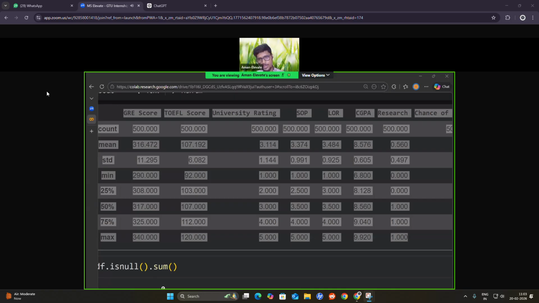TOEFL score is based on university ranking. Variance of GRE score is larger. Now you guys are giving some technical answers. Variance in GRE score is large compared to TOEFL score. Okay. Here, not an entry in chance of selection. Nothing like that.